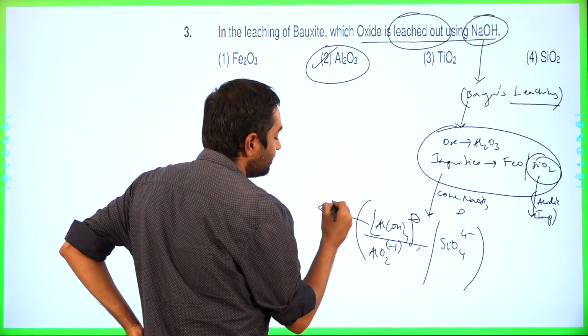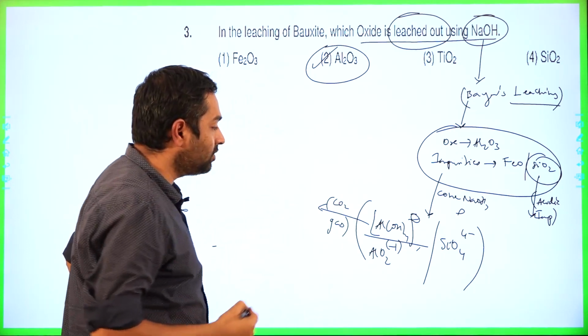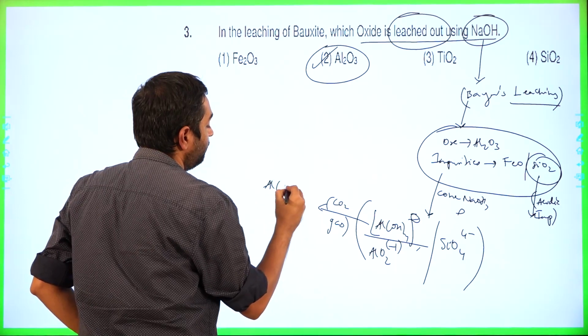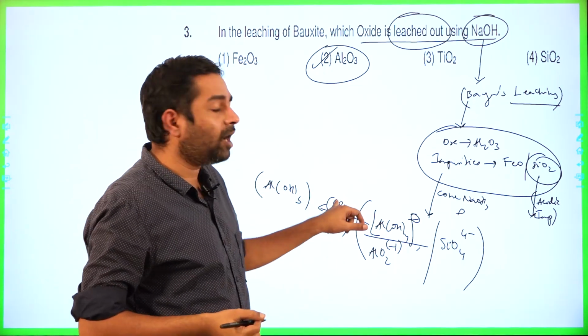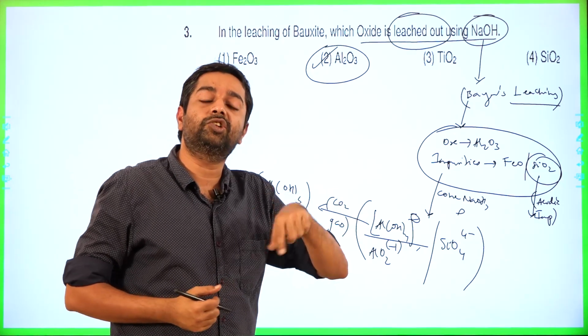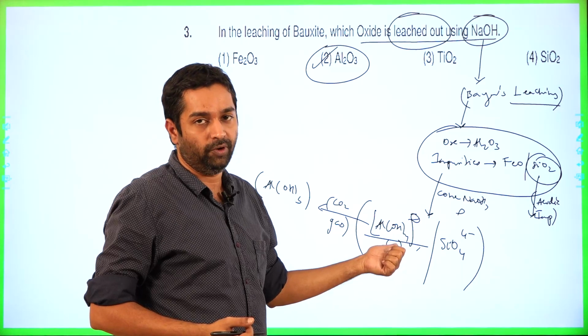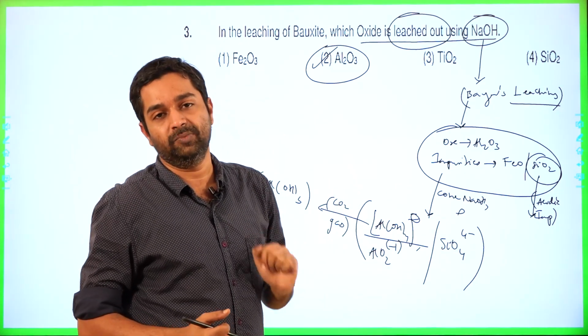I end up passing carbon dioxide gas through it. When I end up passing carbon dioxide gas through it, only the aluminum hydroxide precipitates out. Why is that going to be happening? Because carbon dioxide is going to be a stronger acidic substance compared to the aluminum over here. Whereas it is a weaker acidic substance compared to the silicon in this particular case here.